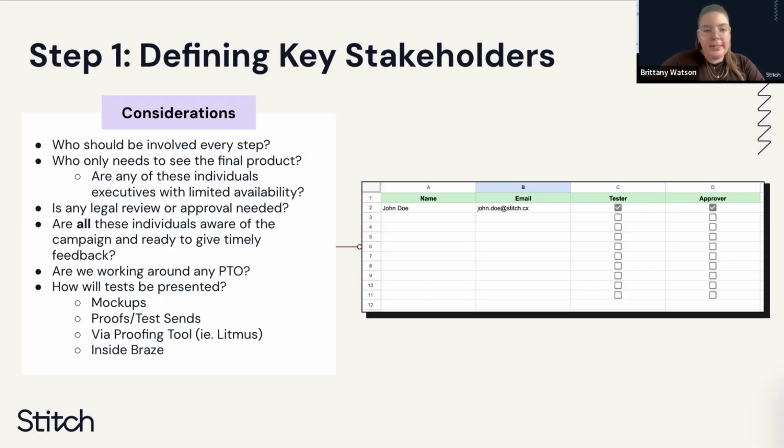So the first one, step one here of defining key stakeholders, I just have some considerations or recommendations for you to think through. So first, who should be involved in every step, right? Some people are going to be involved in every step of the way, every different piece, whether that's designers, copywriters, any of your data architecture team to make sure that we have the data that's needed to power these campaigns. Who's going to be involved in all of those conversations?